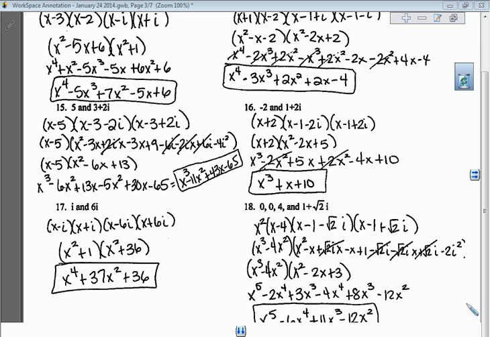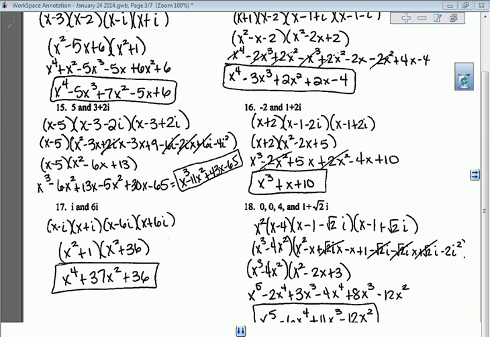Okay, so now you know how to do two things. You know how to find all the roots of a polynomial given a complex root, and given all the roots, whether rational, irrational, or complex, we know how to find a polynomial of minimal degree.